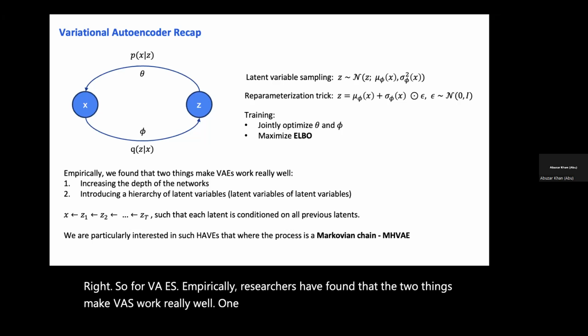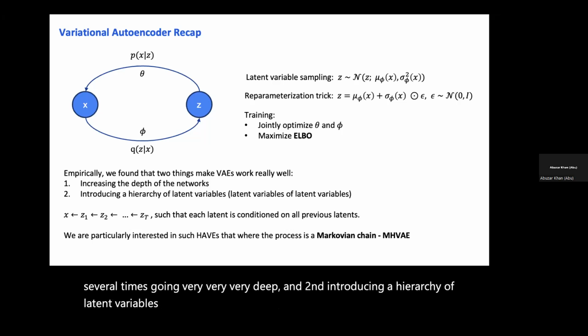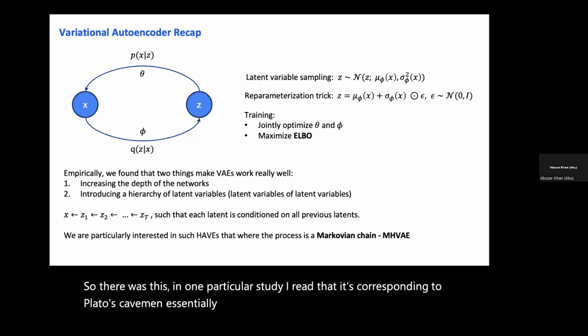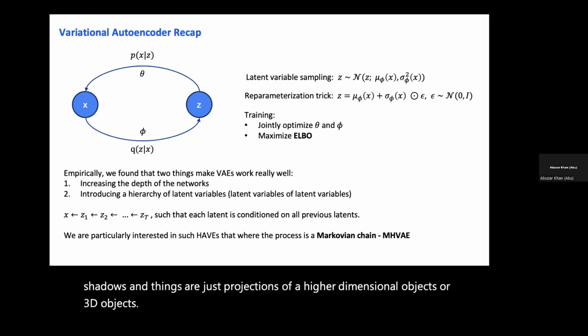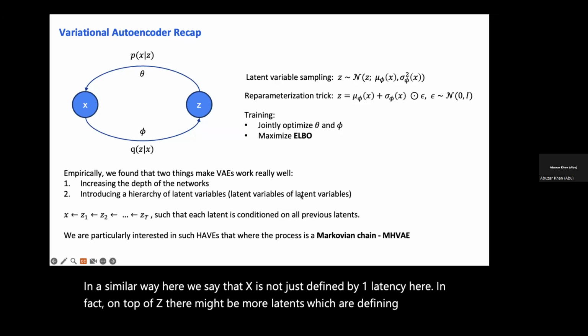So for VAEs, empirically, researchers have found that two things make VAEs work really well. One, increasing the depth of the networks, going very, very deep. And second, introducing a hierarchy of latent variables. In one particular study I read, this corresponds to Plato's cave. Essentially, they feel that lower dimensional things like 2D shadows are just projections of higher dimensional objects or 3D objects. In a similar way, here we say that X is not just defined by one latent Z. In fact, on top of Z, there might be more latents which are defining how this latent is functioning, right?